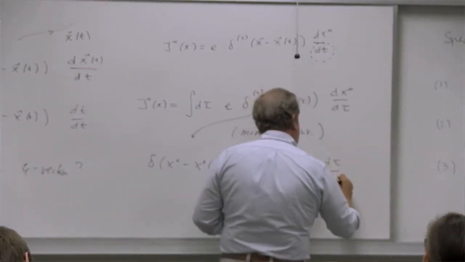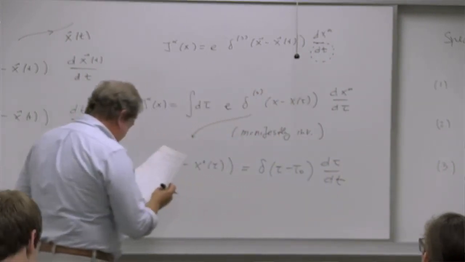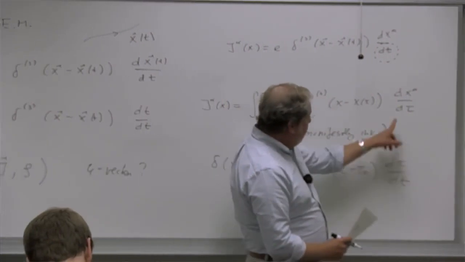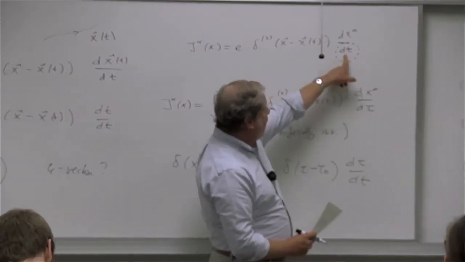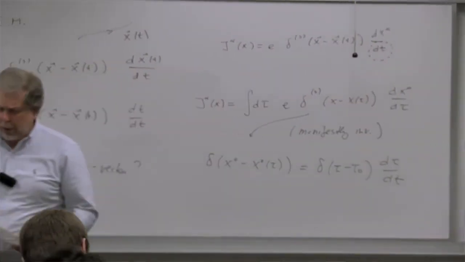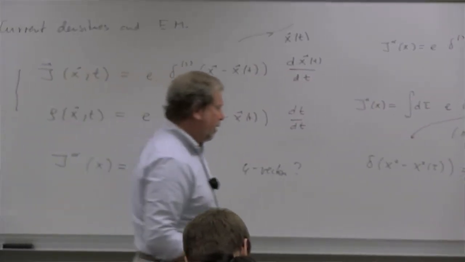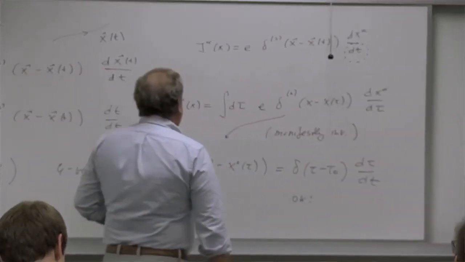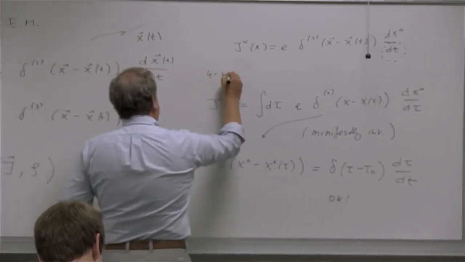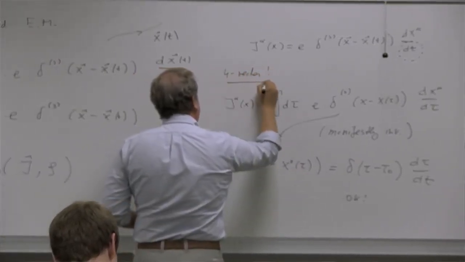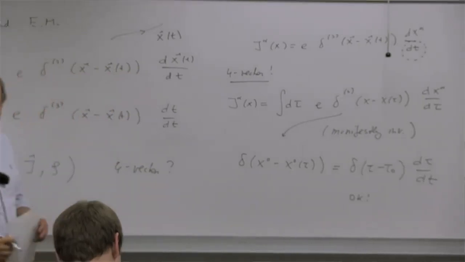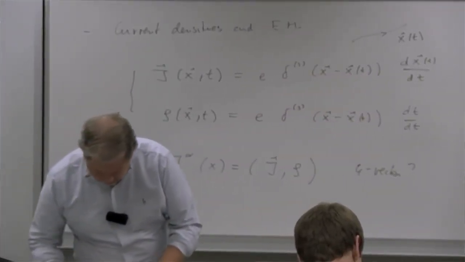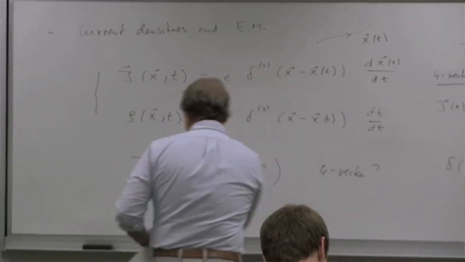The d tau by dt cancels out this d tau here and gives us the d by dt, and it gives us that original thing, right? So everything is okay. So this thing is indeed a 4-vector. And the other thing that we might want to show is that it is conserved.